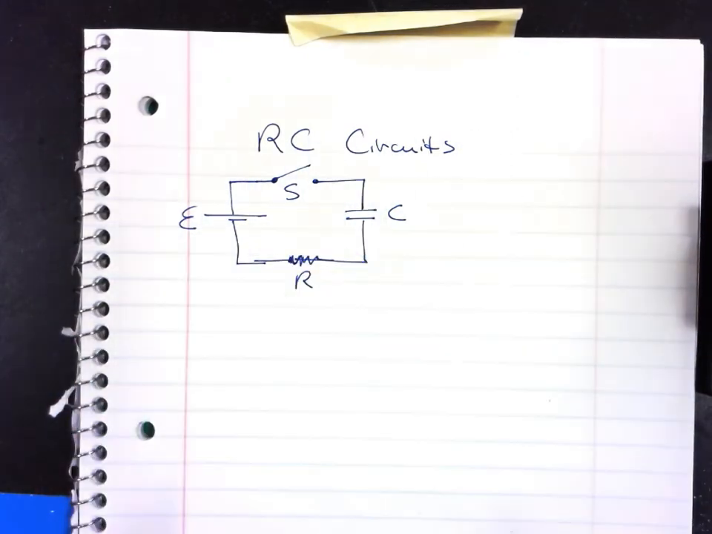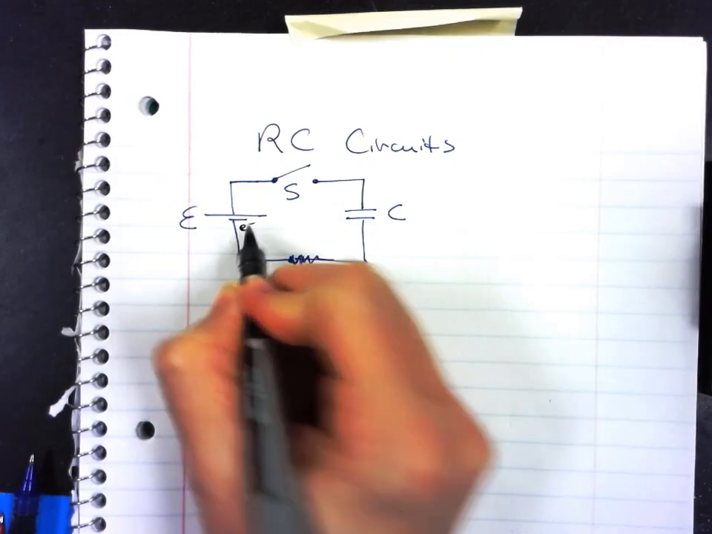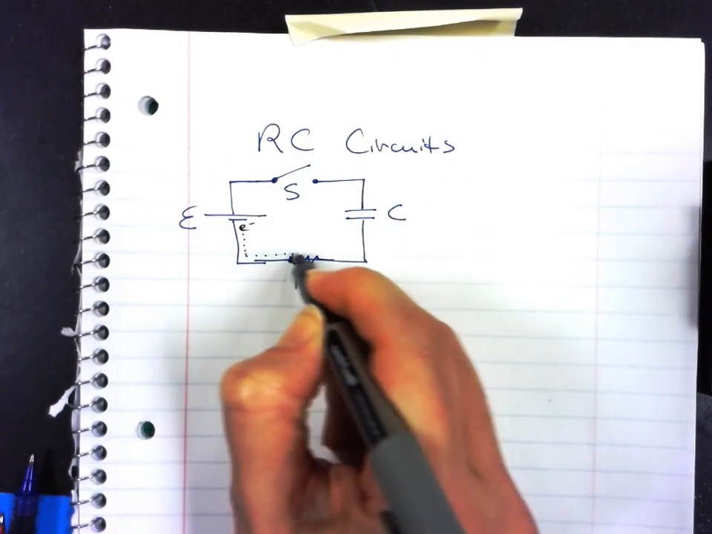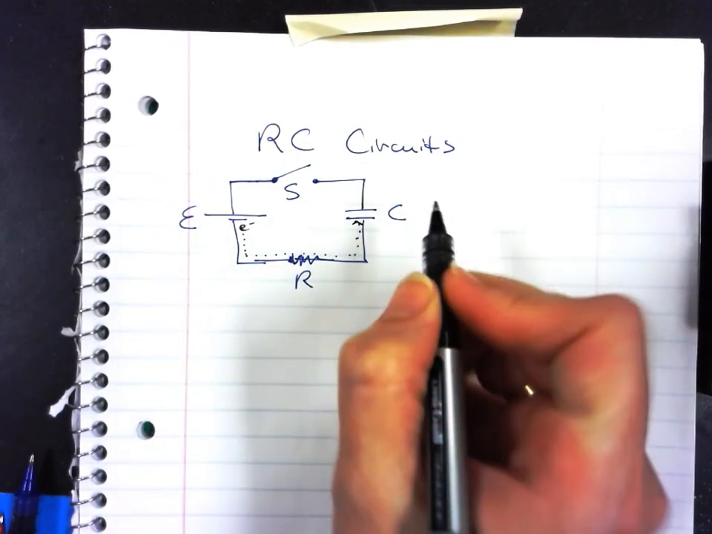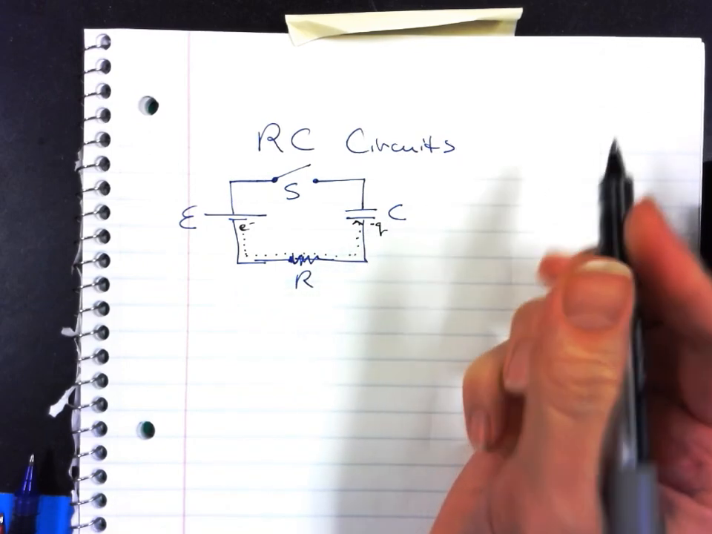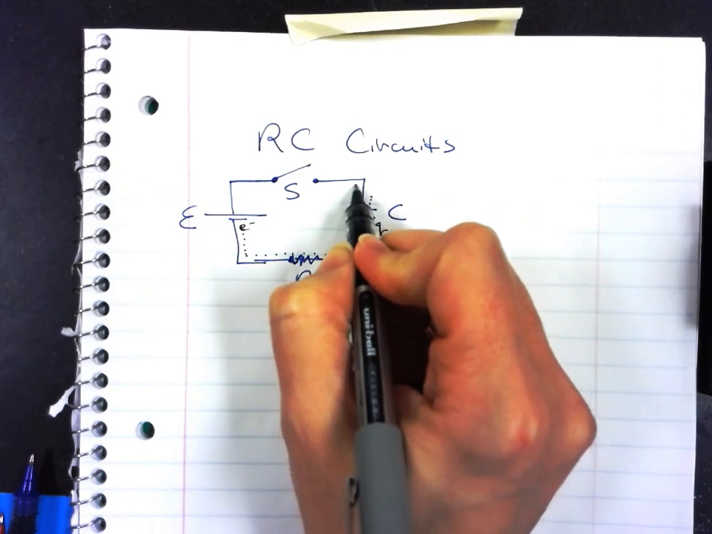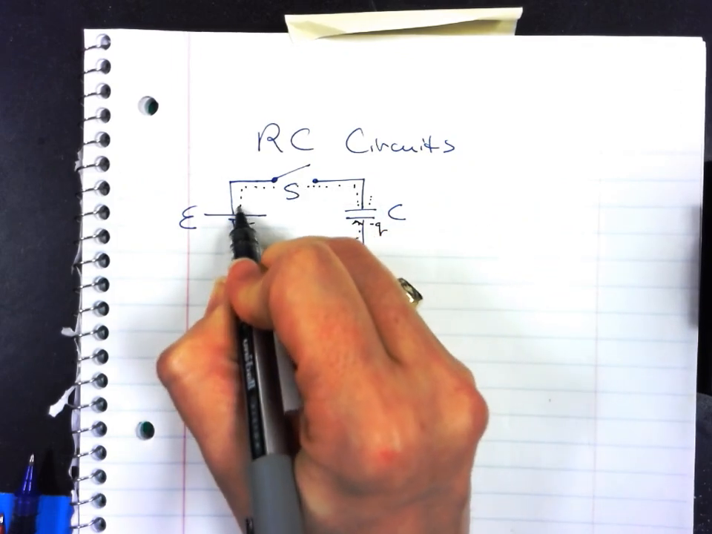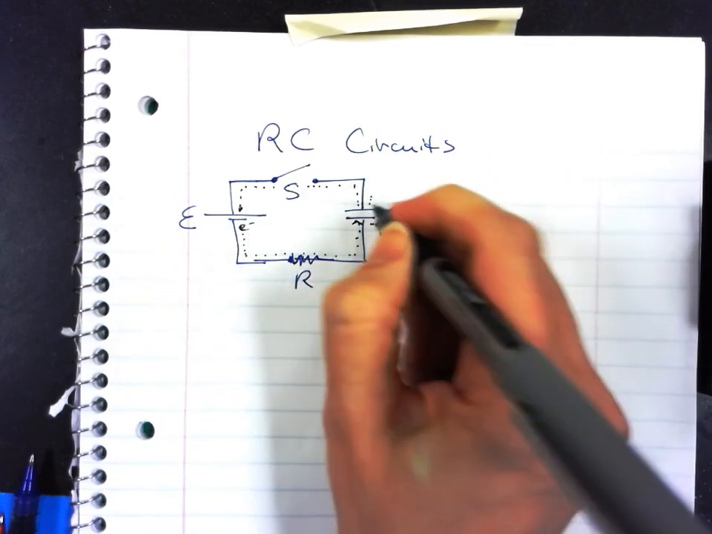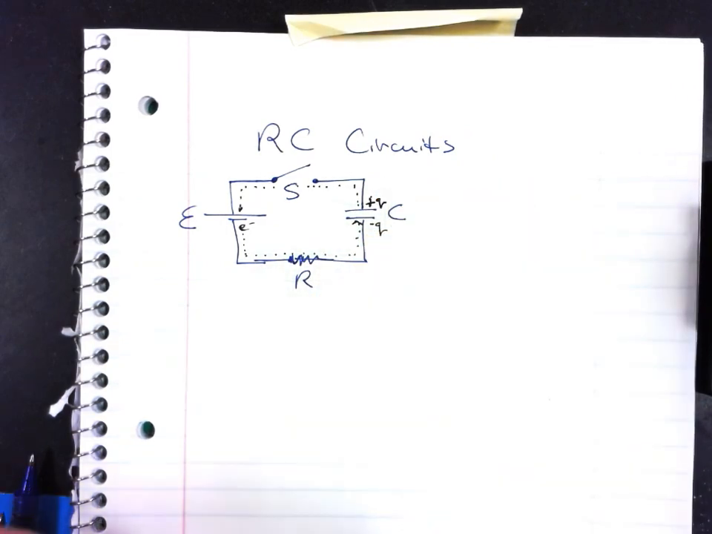electrons, little electrons, are going to come out of here, and they're going to go around, and they're going to build up on the negative side of the capacitor. And they're going to repel other electrons, sending them away, and then they're going to go back to the battery. So this side ends up with a positive charge.